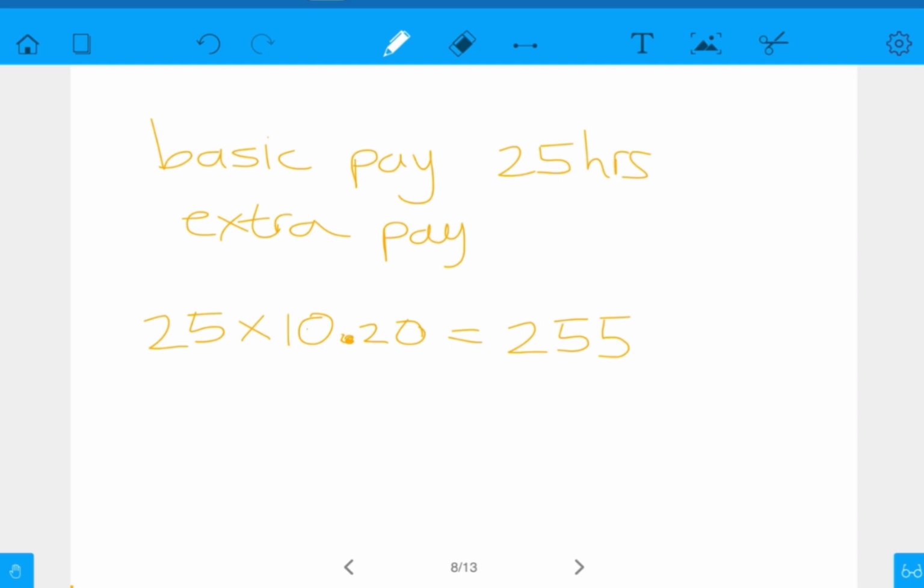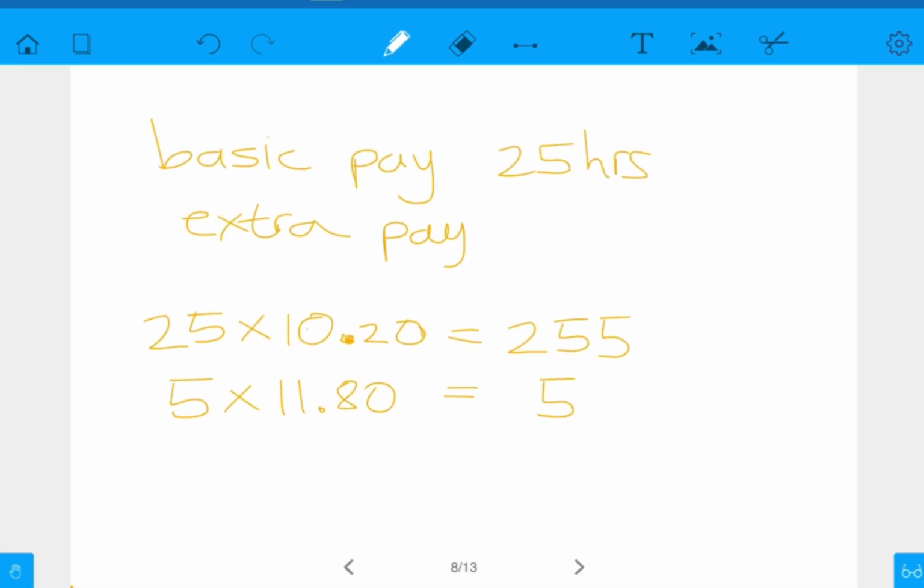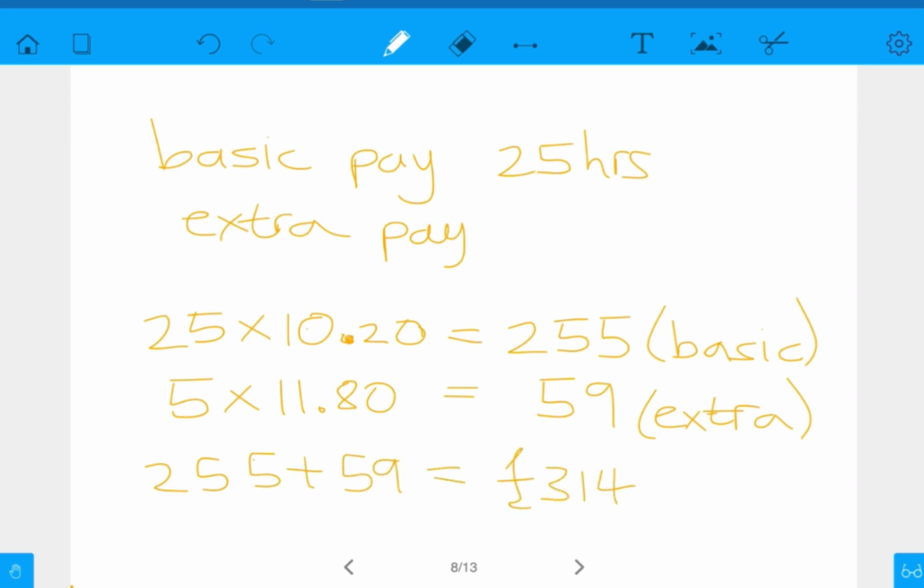So 7 a.m. to 10 a.m., which is 3 extra hours, and on Sunday 1 p.m. to 3 p.m., which is an extra 2 hours. So 5 times £11.80, which is £59. So this is the basic, and this is the extra pay. And then the total will just be 255 plus 59, which is £314.